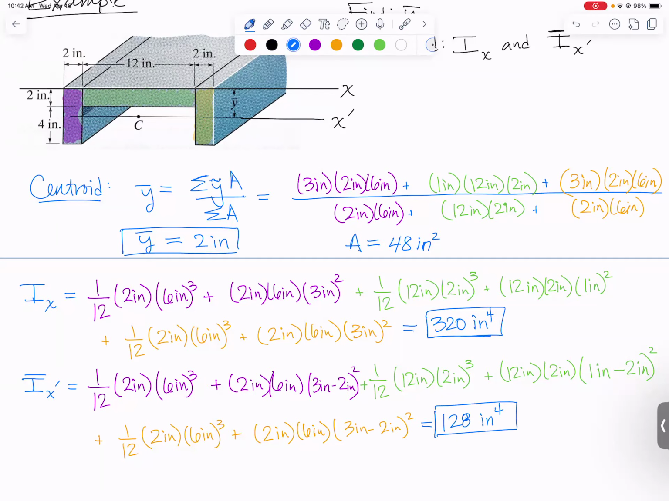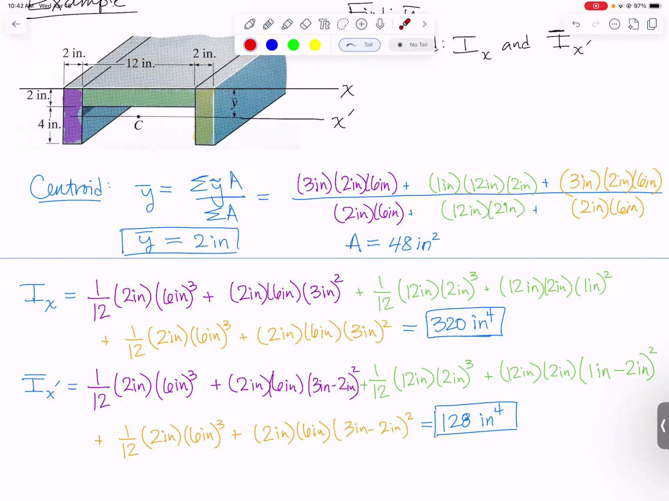Really key point. The moment of inertia about the centroidal axis for a shape, composite shape or otherwise, will always be the smallest moment of inertia you get. So see how 128 is smaller than 320? That makes sense. As you get farther and farther away from your centroidal axis, we evaluated it for x. We could have come up here 5 inches higher and evaluated it again. The farther you get from your centroid, the bigger your moment of inertia becomes.